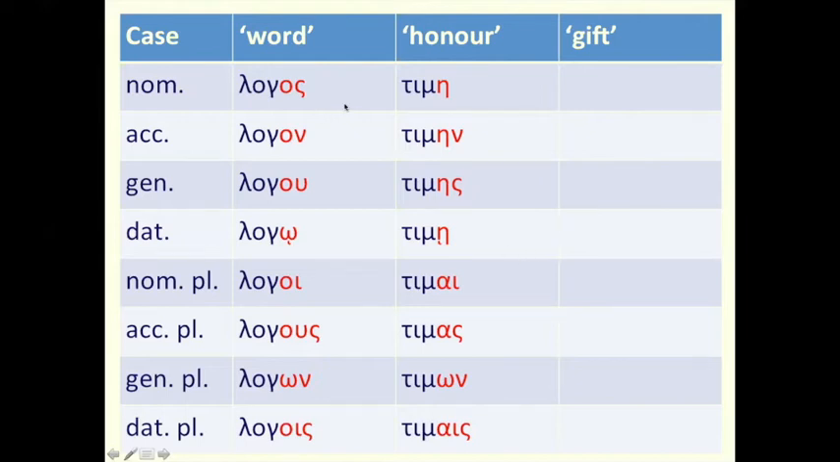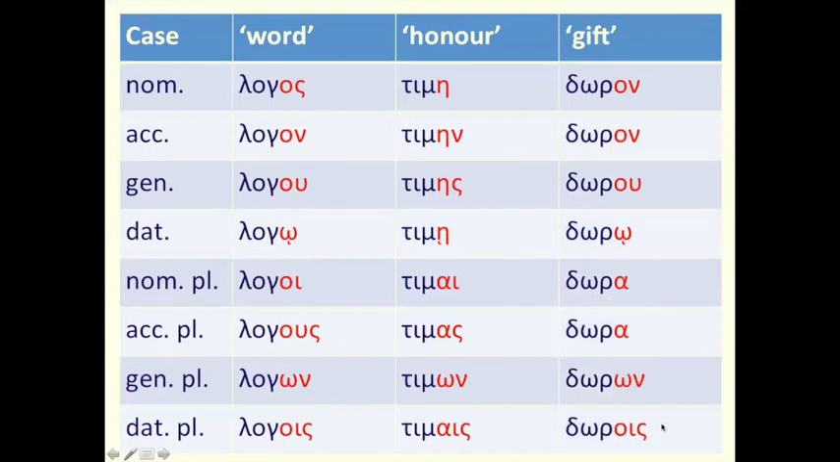You remember that we call words like logos second declension, and we call words like time first declension, or group 1. Finally, I've given you a column for the word for gift, which is doron, and doron goes doron, dorou, doroi, dora, dora, doron, dorois. Notice that the table for doron is pretty similar to the table for logos, only the nominative and accusative are ever different. And because they're similar enough, we also classify doron as a second declension noun. So we've got group 2, group 1, and group 2 over here.